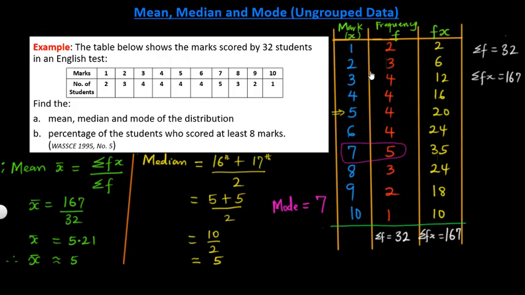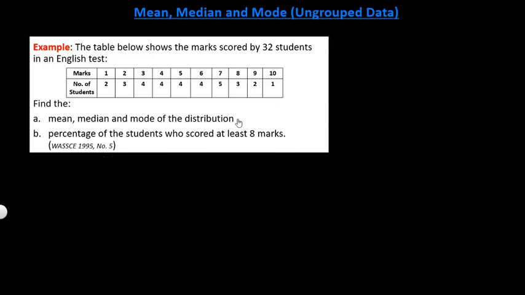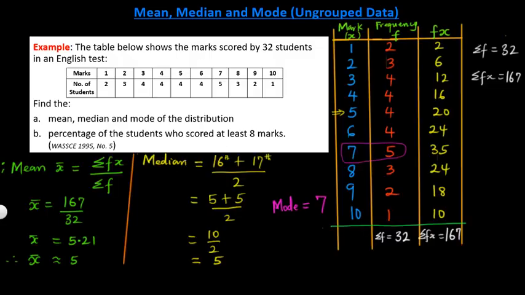Interesting. Now that we've gotten that, the next question, which is the B part, is for us to determine the percentage of students who scored at least 8 marks. To do that successfully, we need to first check how many students scored at least 8 marks. Check this.